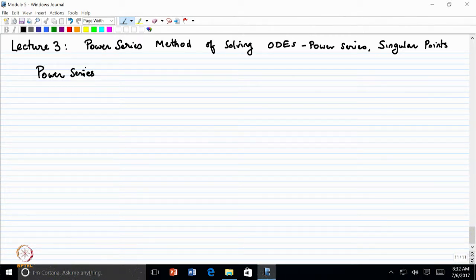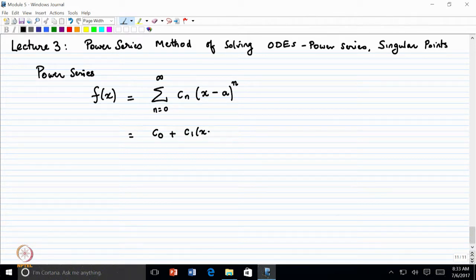Suppose you have a function f of x written as the sum over n from 0 to infinity of c n times x minus a raised to n. So this is an infinite series, the sum goes from 0 to infinity, and I can write this as c 0 plus c 1 times x minus a plus c 2 times x minus a squared, plus so on. This is a power series.